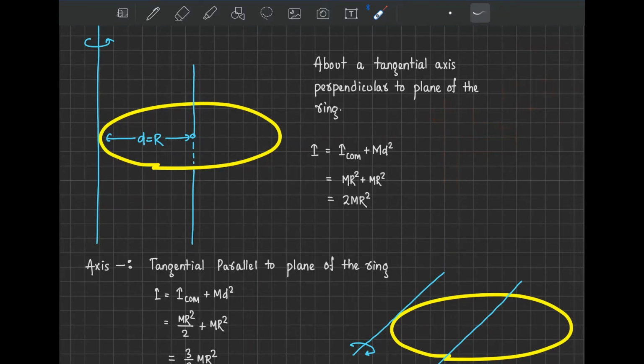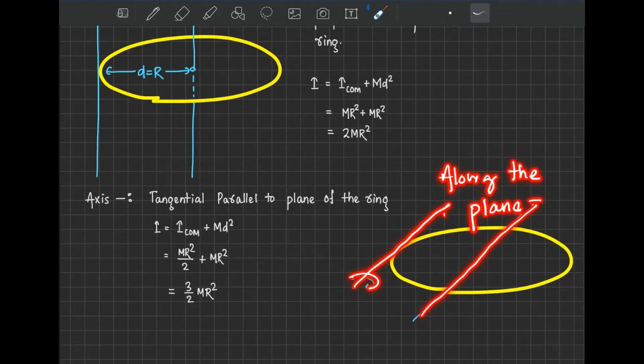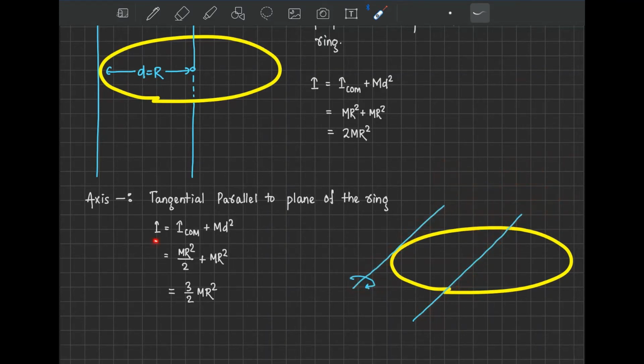Now similarly, if we have a tangent but the tangent is parallel to the diameter, meaning this tangent is along the plane of the ring, in that case what will be the moment of inertia? Now again we will use the parallel axis theorem. I equals I_COM plus MD square.